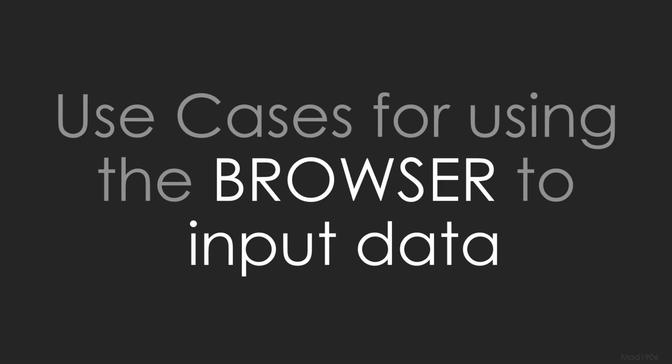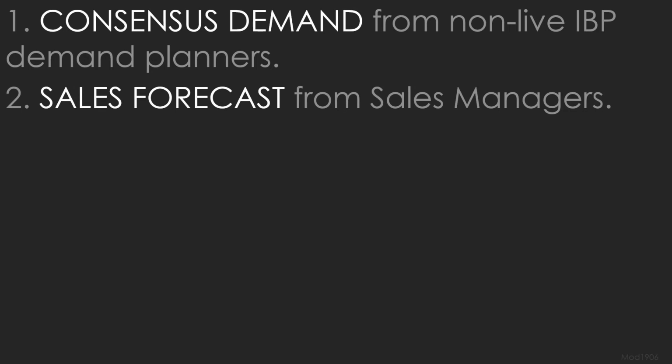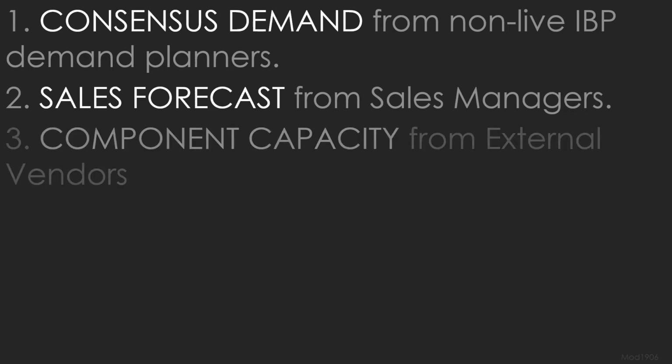Use cases for using the browser to input data manually. The one we're using now is for the consensus demand from non-live IBP demand planners. So for example, you may have a demand planner sitting in Japan that needs to put in a demand for the US, but they're not live on IBP yet. And so instead of sending an Excel spreadsheet and then having someone manually type it in, you just give the web browser directly to that Japanese demand planner. Same story with the sales forecast from sales managers. You can input that directly. And then also component capacity from external vendors. So how much can this external vendor make this month or year?